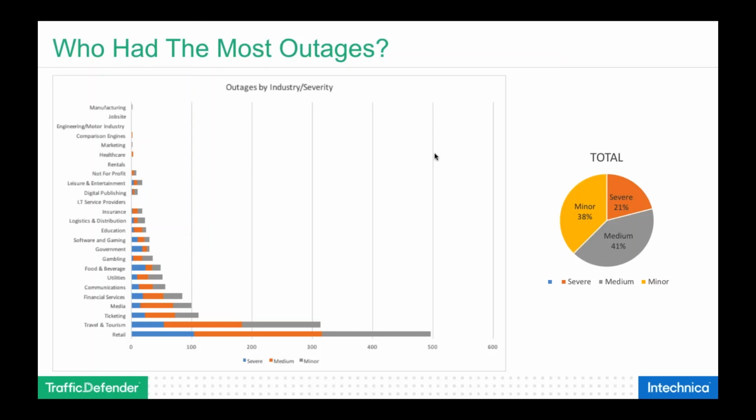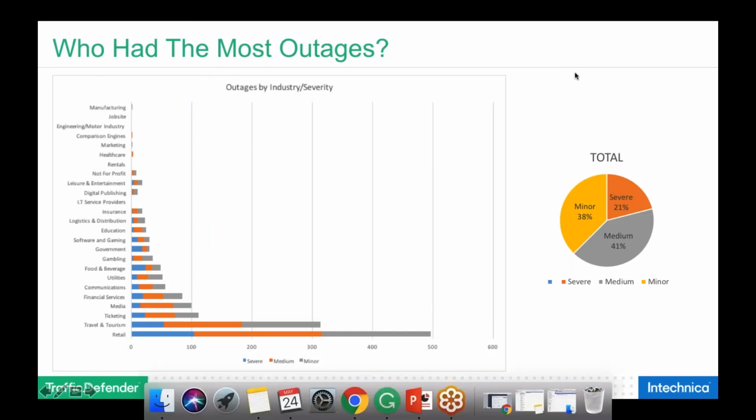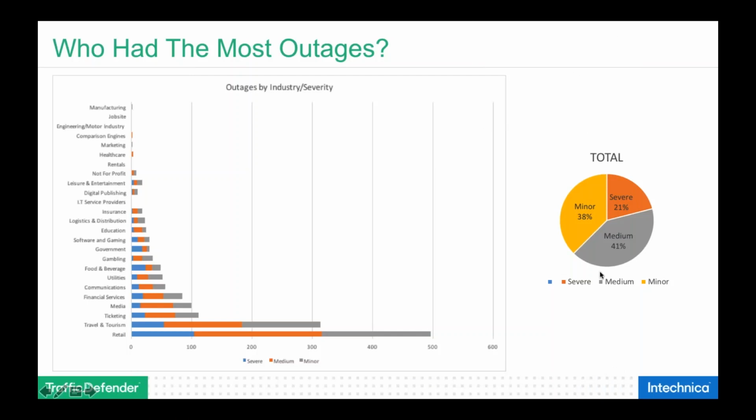Important to note that these were only the outages that we could find, and we're very certain that there were many more that were also ongoing. In terms of just those outages and how important they were, you can see here the large orange bar represents medium and blue severe. When we're classifying an outage as severe, what we're saying there is it was a site that was down for a long proportion of time, completely unable to function.